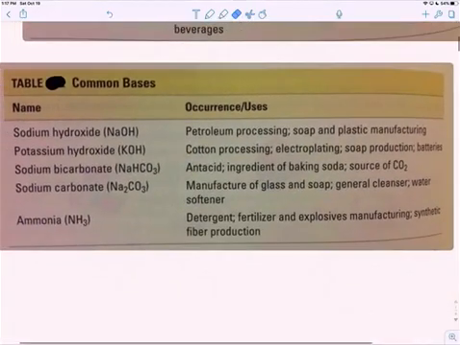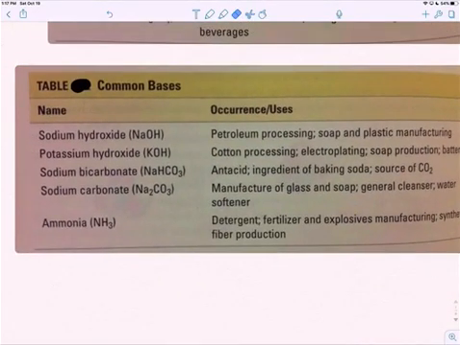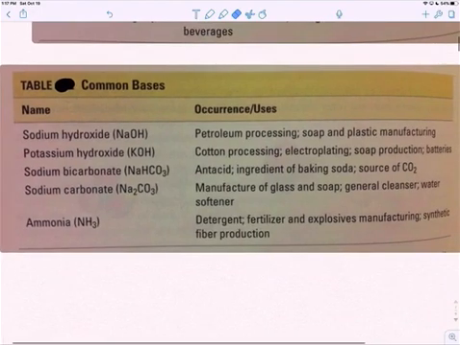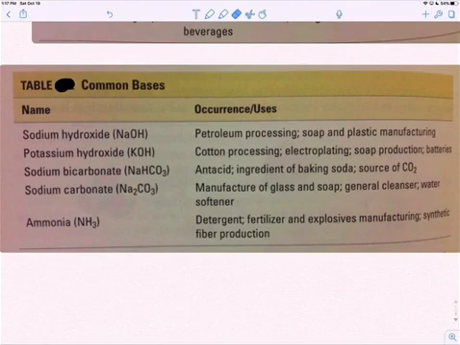So here's some common bases. And notice here sodium hydroxide, potassium hydroxide. Sodium hydroxide sometimes is called lye, sometimes called caustic. So it's used in petroleum, making soap. Potassium hydroxide is used for various things, alkaline batteries tend to have potassium hydroxide in there.